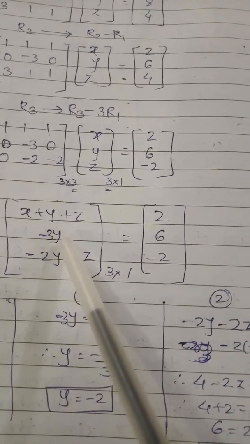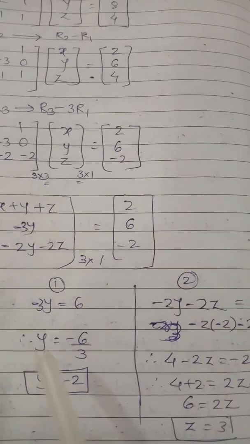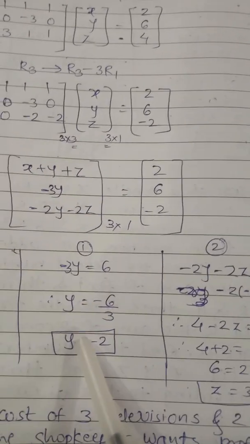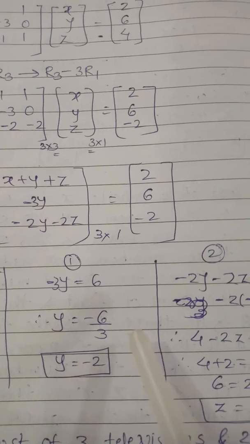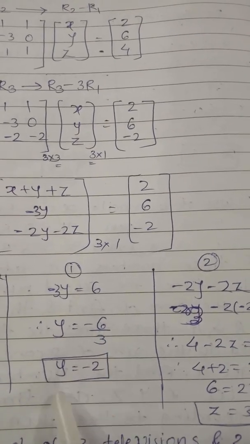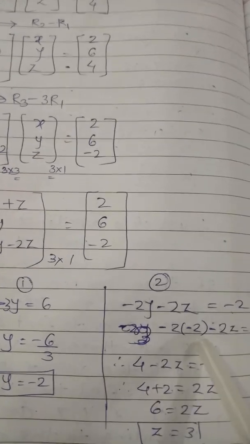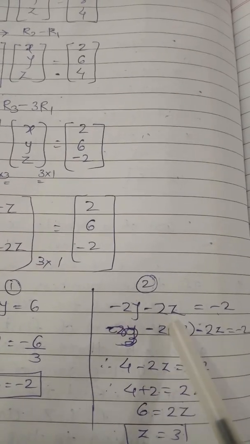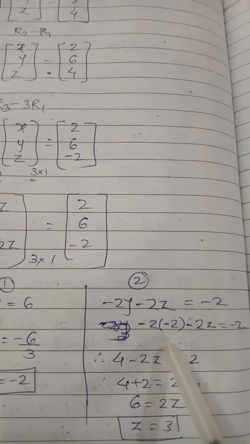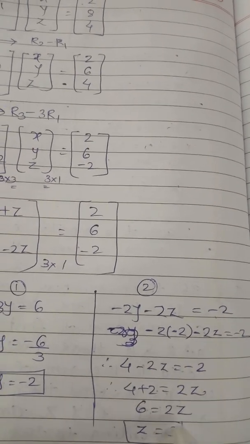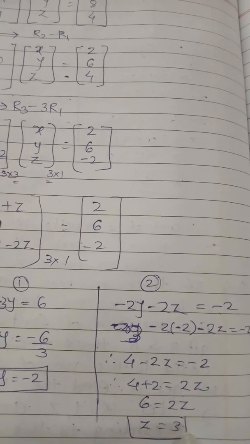By equating these two matrices, just find out the first single term. So minus 3y is equal to 6. By solving it, we get y is equal to minus 6 by 3, so y is equal to minus 2. Now we put this value of y in this equation. So we get minus 2y minus 2z is equal to minus 2. By putting this value and solving, we get z is equal to 3.